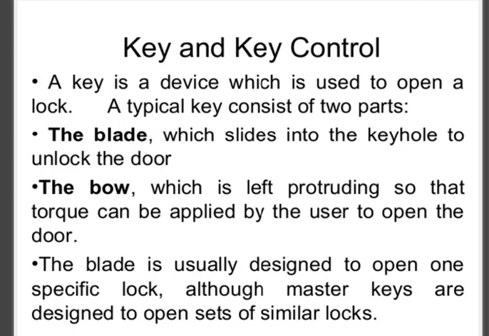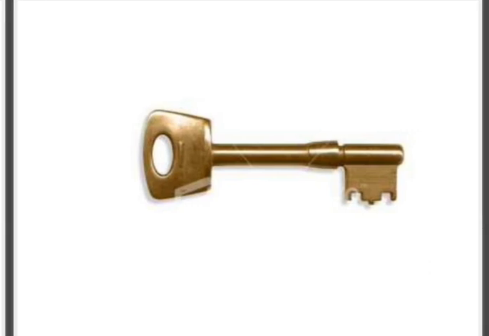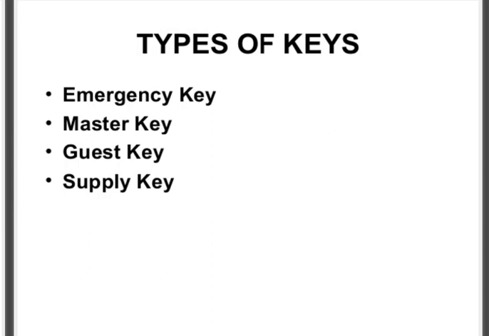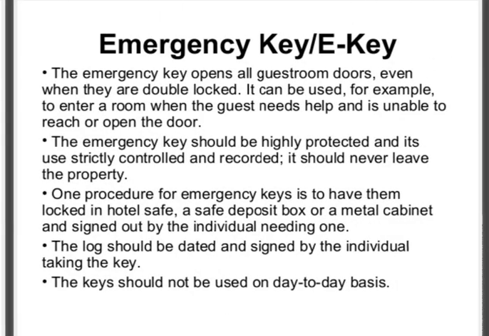So, a key is a device which is used to open a lock. A typical key consists of two parts, the blade and the bow. So, this is the key which has been used in the hotels in the earlier days. Now we basically use key cards. So, the types of keys are the emergency key, master key, guest key and supply key.